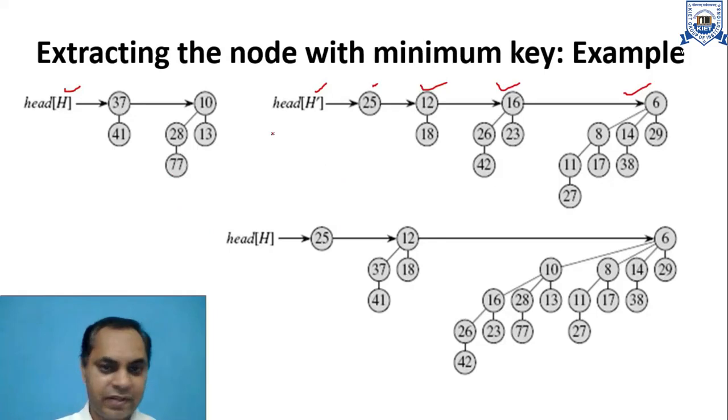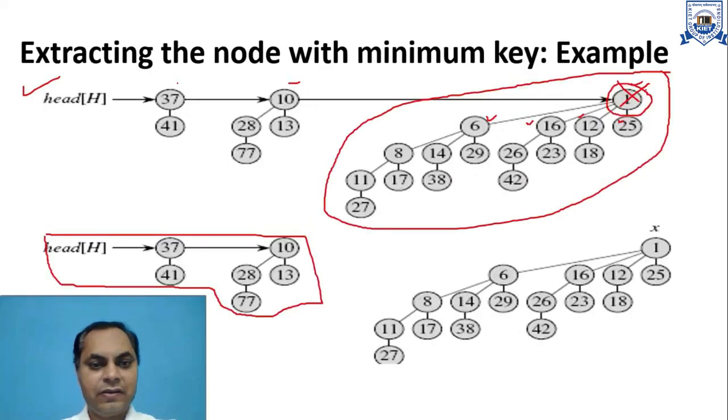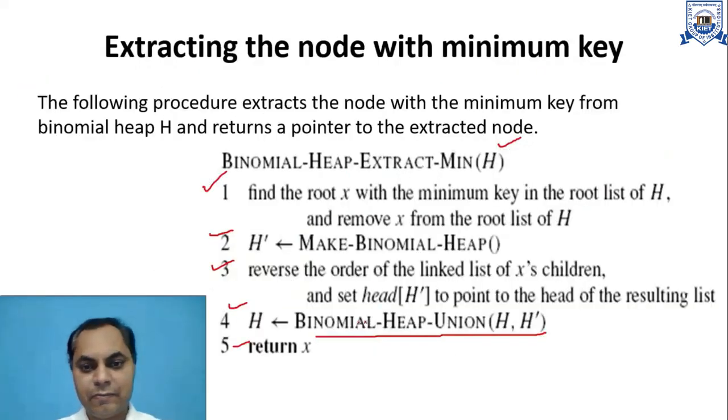The next step is simple. We will combine, or union, these two heaps H and H dash, and after making the union, this is the final result. And the complexity of this procedure is log n, because it is using the binomial heap union operation, so that's why the complexity is log n.